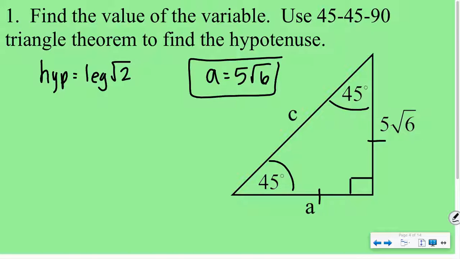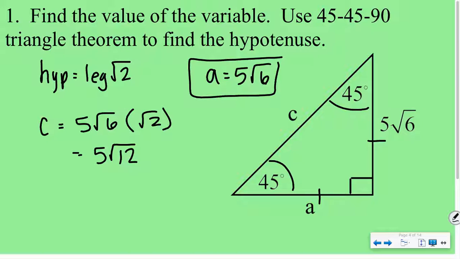Okay, then I have to find C. Is C representing a leg or a hypotenuse? Hypotenuse. So I'm going to substitute C in for my word hypotenuse there. Equals the length of the leg. Well, what's the length of our legs? 5 square root 6 times the square root of 2. The parts that are outside you can multiply together. The parts that are inside you can multiply together. So 6 and 2 are both under the radical. So 6 times 2 is what? Okay, so this becomes 5 square root 12.